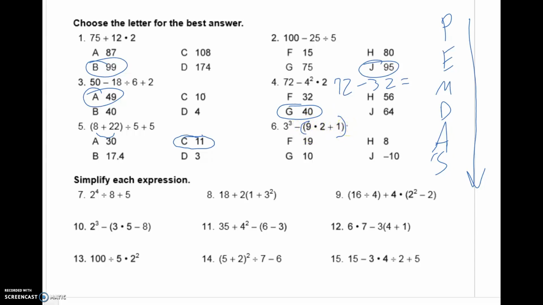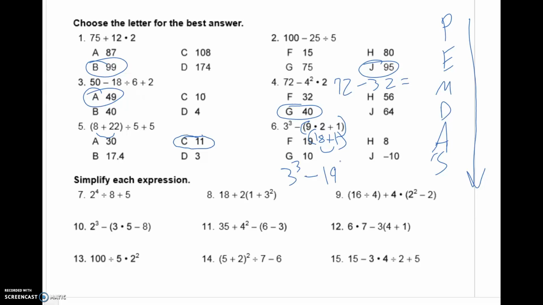Now here's a key thing here. What if there's multiple operations within the parentheses? Well, you just follow PEMDAS within the parentheses. So we've got a multiplication and we've got an addition. So what do we do first? Well, multiplication comes before addition. So we do multiplication first. So 9 times 2 gives us 18. Still got a plus 1, still have parentheses. We'll go ahead and finish this out. 18 plus 1 gives us 19. So to rewrite this would be 3 cubed minus 19.